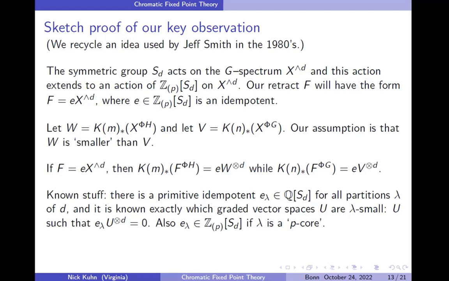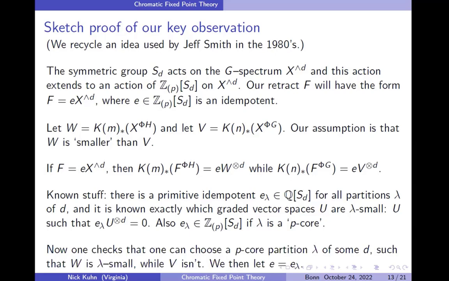You could sort of move this characteristic 0 result to characteristic p, right? Because this action is just taking a basis and permuting things around. So the same result will hold there. So now one can check that given any graded vector space W, and something whose total dimension is bigger, called V, you can choose a p-core partition of some D, and the D tends to be a fairly substantial number, such that W is small with respect to this partition and V isn't, and so you let that be that and you're done.